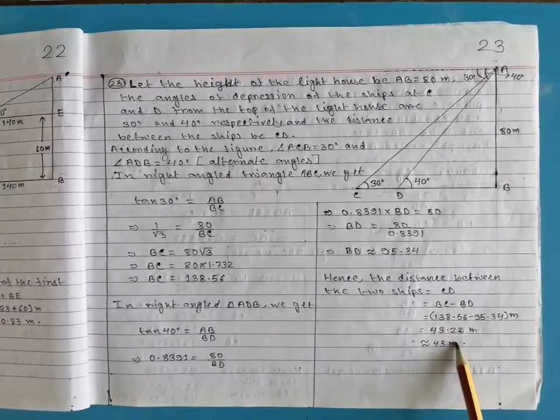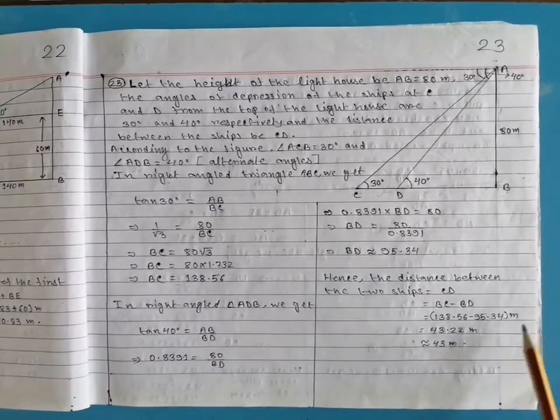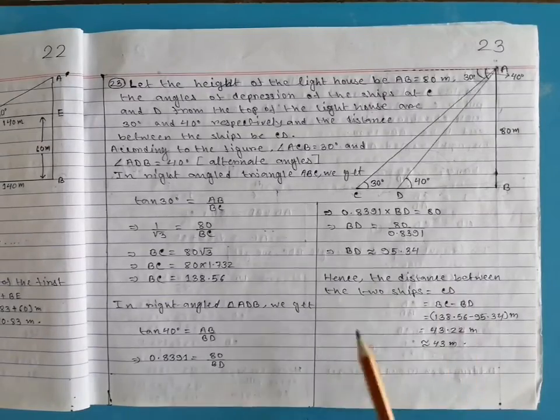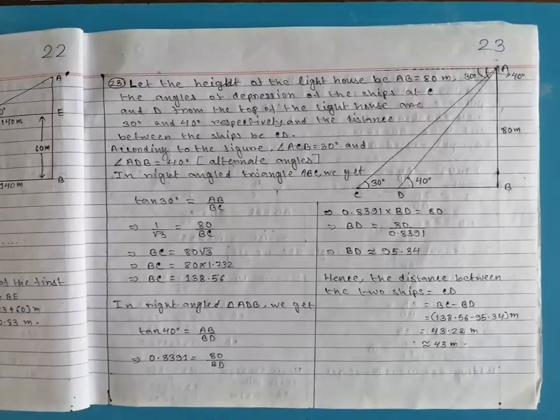So the nearest meter will be 43 meter, because this is less than 50, so we will consider 43. If it is more than 50, then it will be 44. Okay, so this is the solution of question number 23. Now come to the next question, that is question number 24.